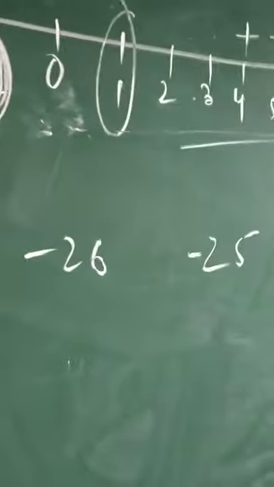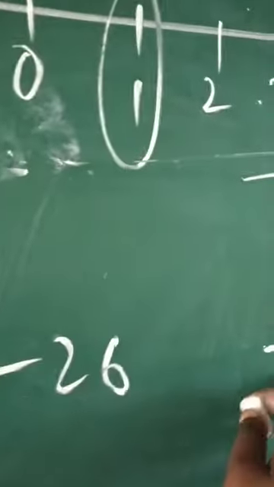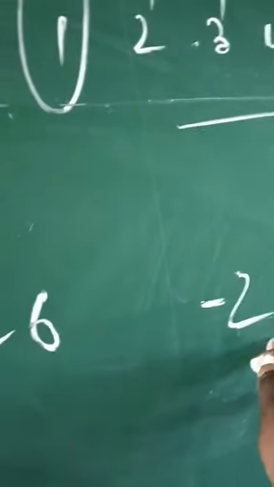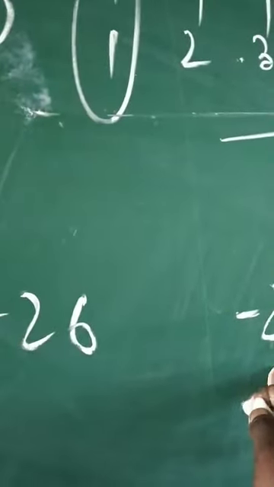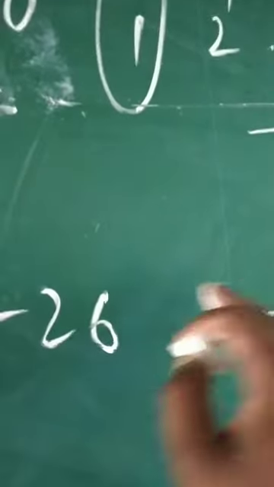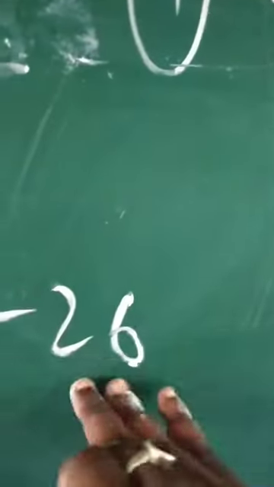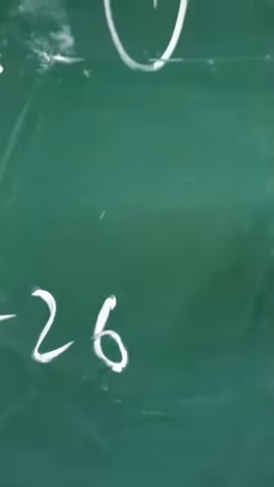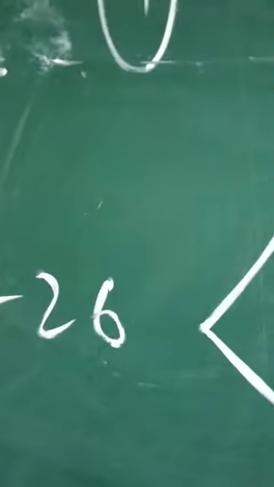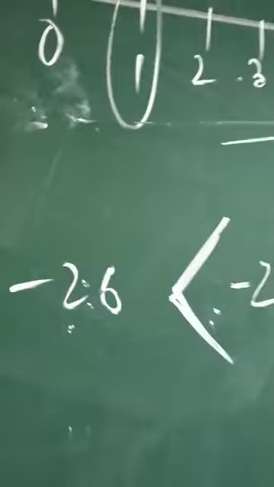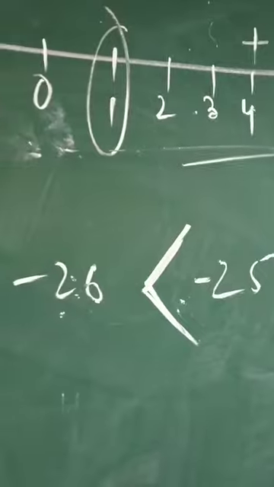As we all know that negative small numbers are actually greater values. So minus 26 and minus 25, if I compare these two numbers, minus 25 is actually greater than minus 26, not minus 26. Minus 25 is greater than minus 26. So this is what we have to keep in our mind.